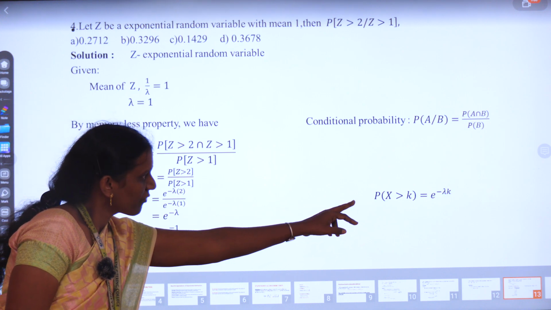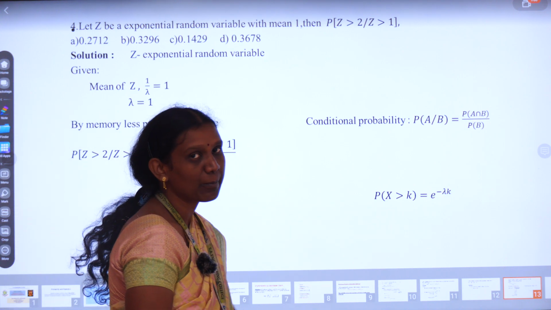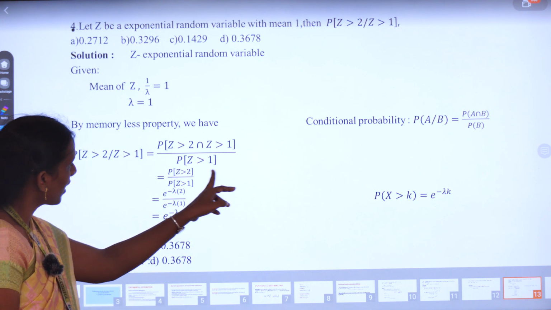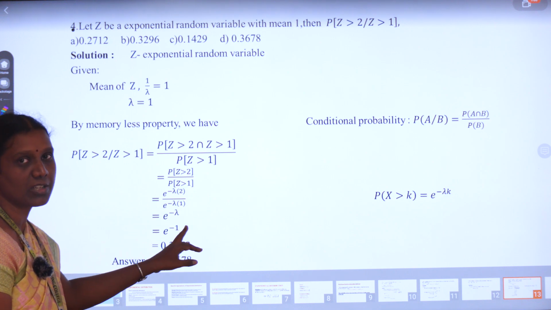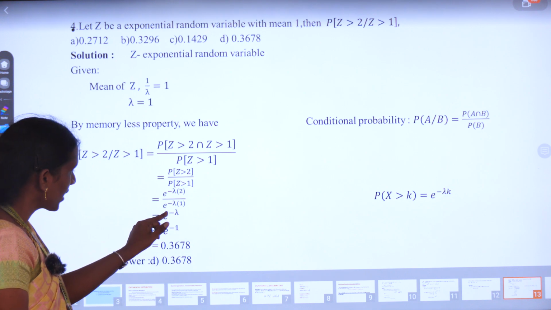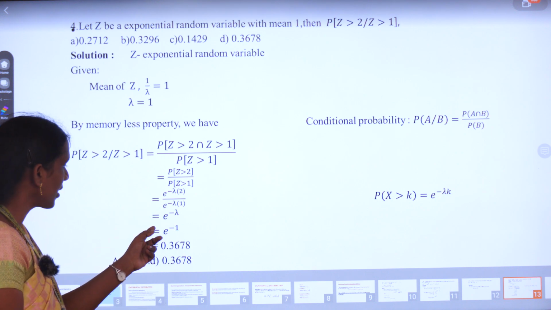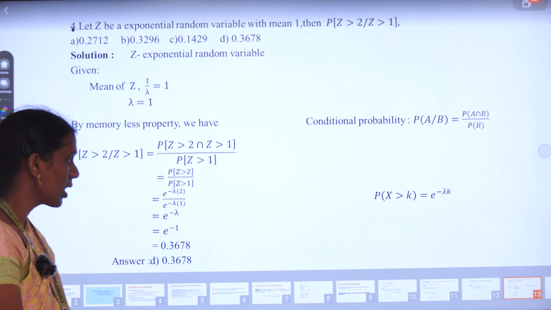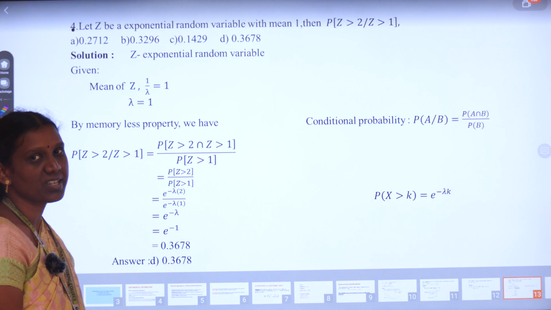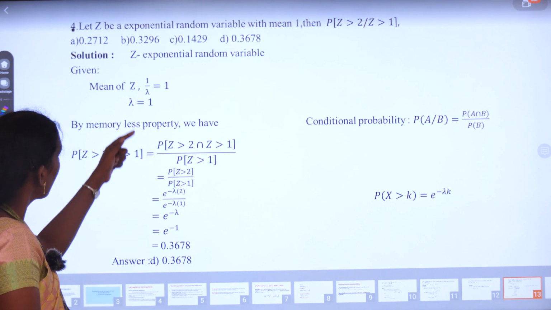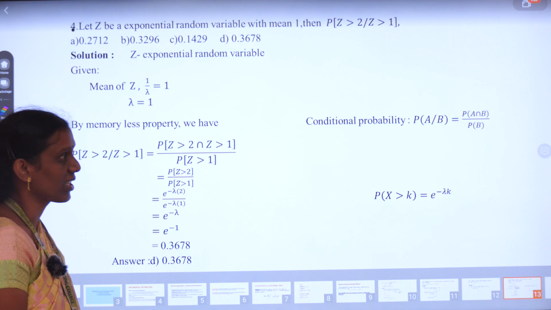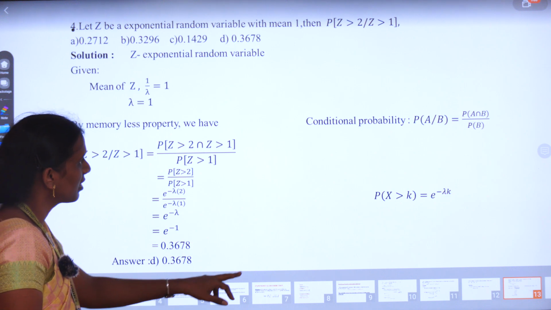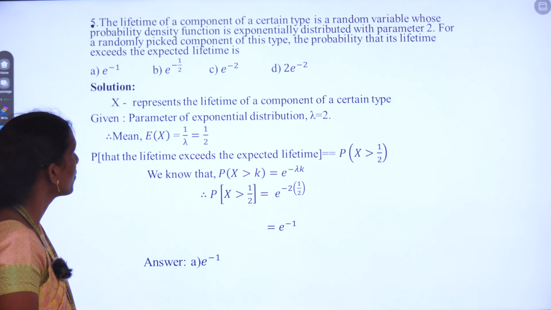So we know the formula, probability of x greater than k is e power minus lambda k. So apply the formula here: this is equal to e power minus lambda into, the k value for the numerator is 2 and the k value for the denominator is 1. So when you take the denominator value to the numerator, we have e power minus lambda. So we know that lambda is 1, therefore this is equal to e power minus 1. So remember e power minus 1 value is 0.3678. Therefore the answer is option D, 0.3678. So in this problem we are using the concept of conditional probability, given the mean value of the exponential distribution.